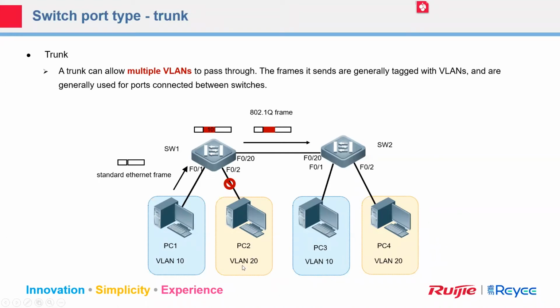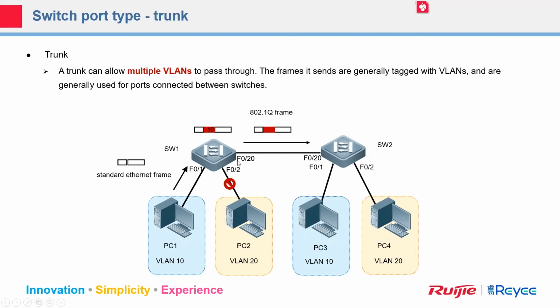The same process for VLAN 20: I send to switch 1. Switch 1 will add VLAN 20. This packet also can be sent out of interface 20 with the VLAN 20 tag to switch 2, and finally sent to PC4. So this is the function of the trunk.